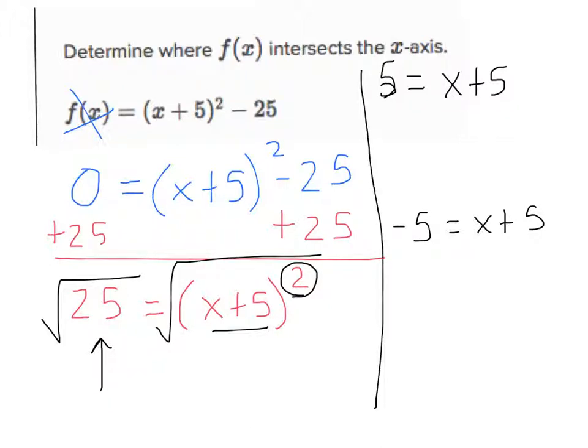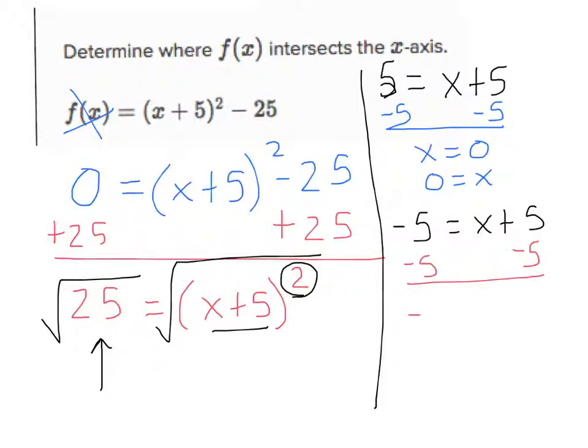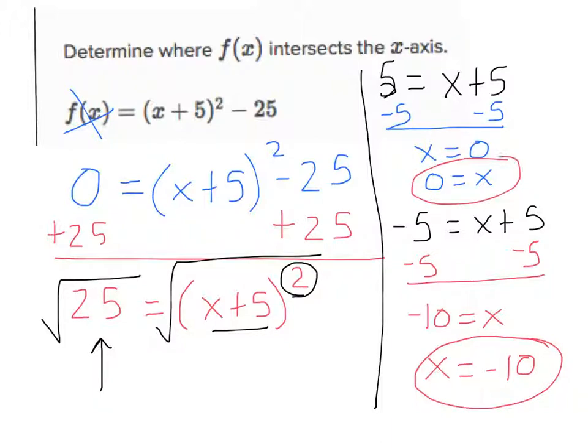Okay, and so now all I have to do is solve both of these equations. Subtract 5 on both sides here, and so x equals 0, or I could have said 0 equals x. Both mean the same thing. All right, the second one I'll subtract 5 on both sides, and I get negative 10 equals x, which is the same thing as x equals negative 10. So my two solutions are negative 10 and 0.